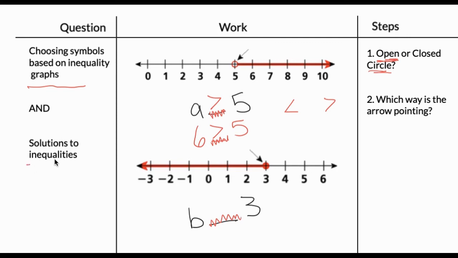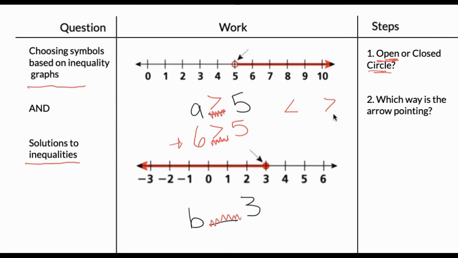Now, what I mean by solutions to inequalities is that if you're looking at a graph, any number along this line is a solution to the inequality. It's a number that we could plug into this variable, which makes this inequality true. Same thing here, if we have just an inequality, A is greater than 5, the solution to the inequality is any number that makes it true. So in this case here, 6 is a solution to this inequality.